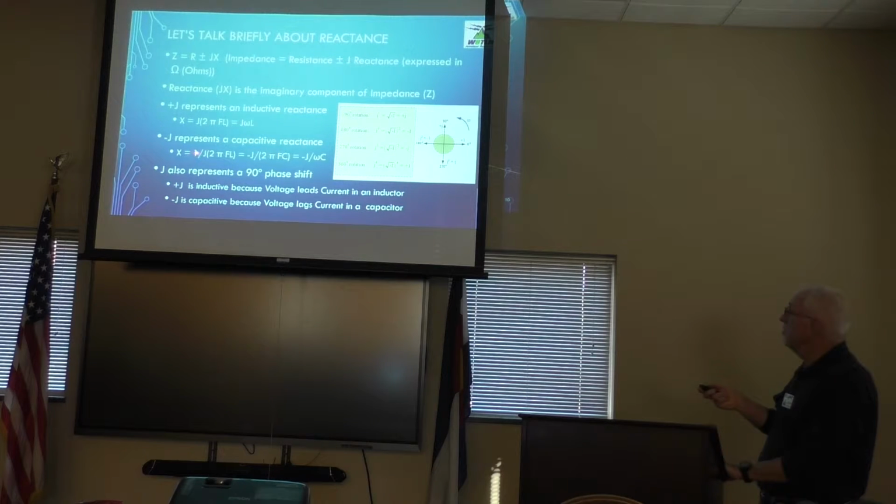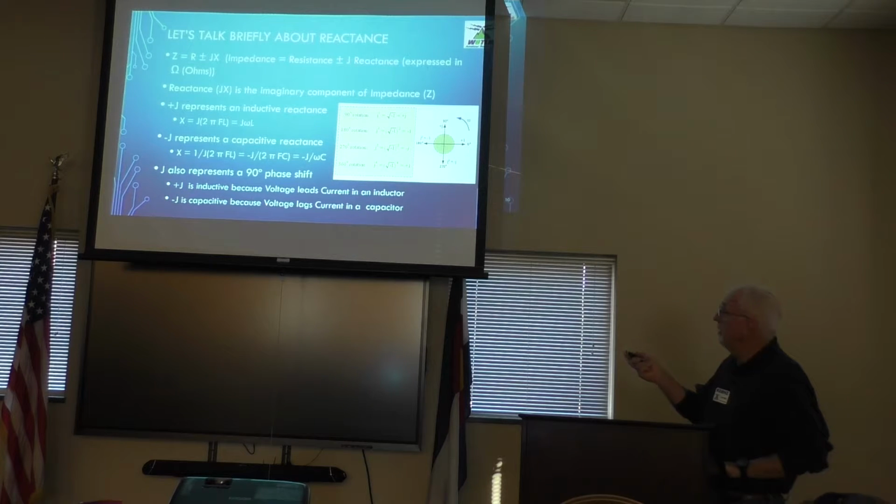Capacitive reactance is 1 over J 2 pi f C. Here, J. This should have been a C right there. Negative J divided by 2 pi f C, because moving the J from the denominator to the numerator results in a negative J, negative shift.